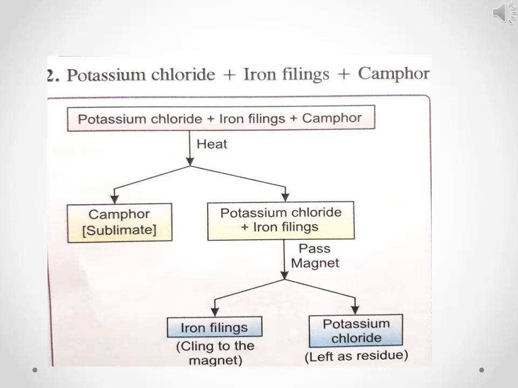Now we are left with only potassium chloride and iron filings. Now iron filings are magnetic substances. So we use a magnet to separate the two. With the help of the magnet, iron filings can be easily separated. And in the end, we are left with potassium chloride as residue.